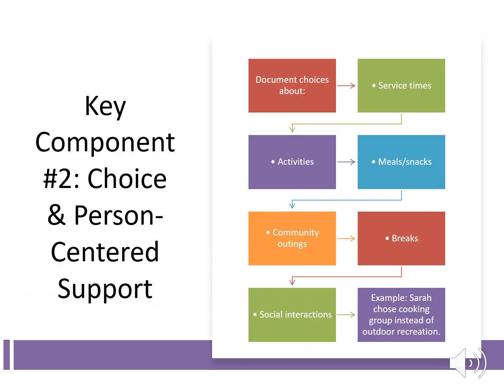Key component number 2: choice and person-centered support. Document choices about service times, activities, meals, snacks, community outings, breaks, and social interactions. Example: Sarah chose cooking group instead of outdoor recreation.